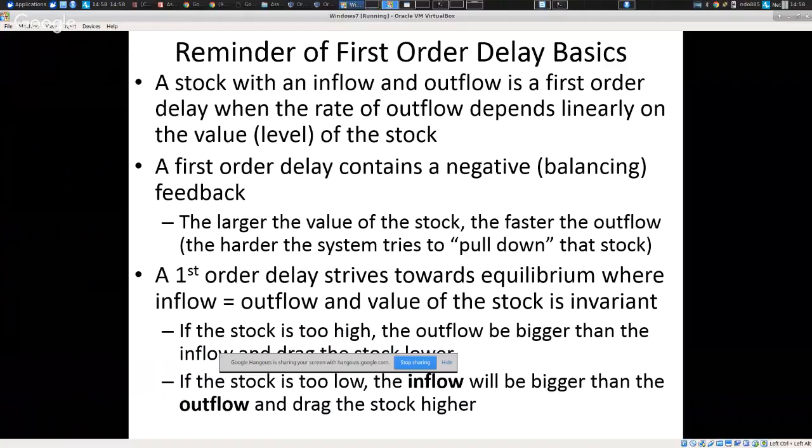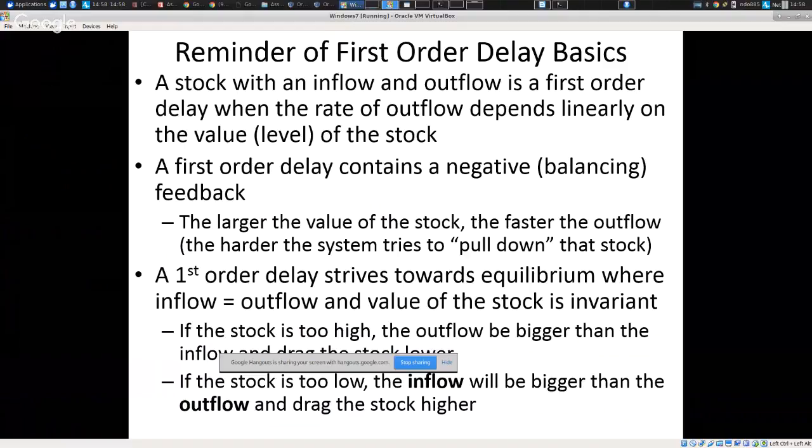We could phrase this first order delay either way. But the key point is that the outflow depends linearly, in the sense it's just a constant times the value of the stock out of which it's flowing. Do you see that? This is just some constant, alpha, times the value of the stock, x.